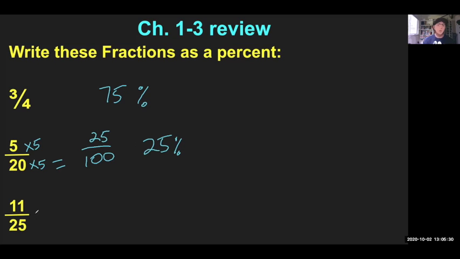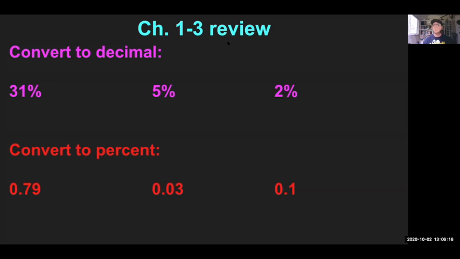All right, so in the same way, you're going to do this one. So you try 11 over 25, turn it into a percent. Ready, go. All right, so you should now know that over 100, right, because that's what a percent is, times 4, sorry, messy writing. So times 4 there, so 11 times 4 is 44 over 100, which is 44%. Great job.